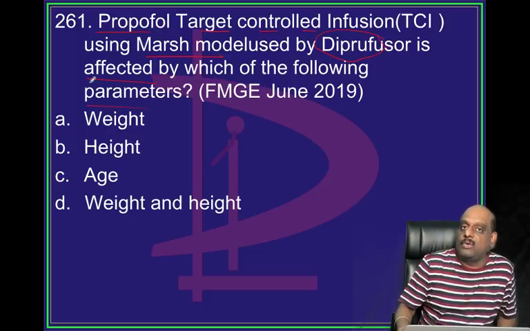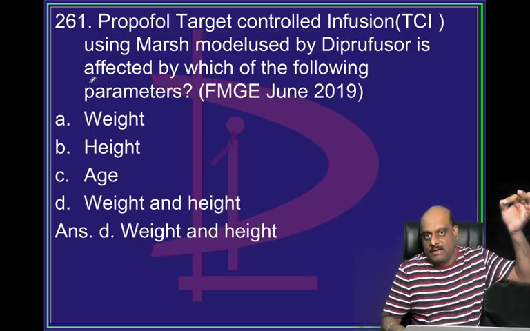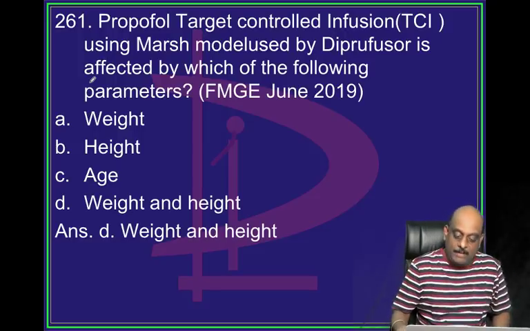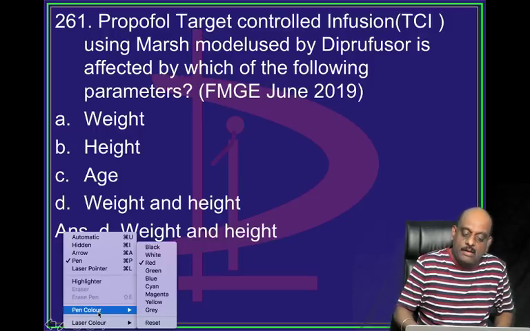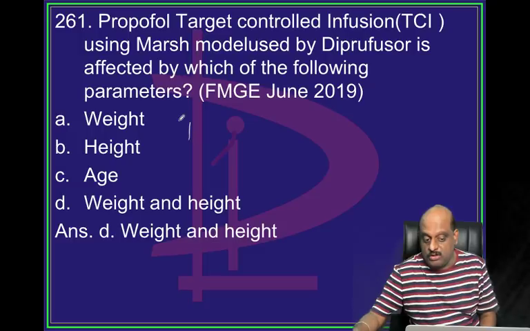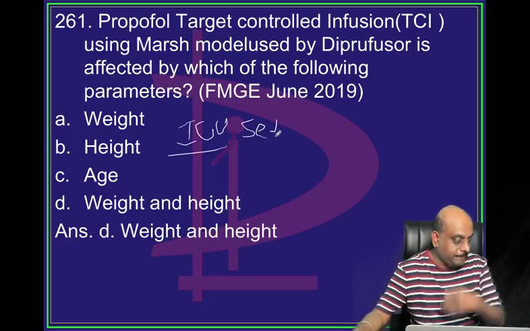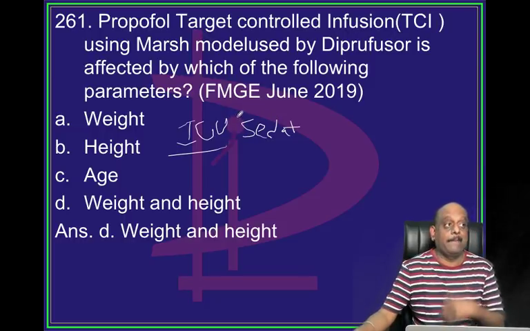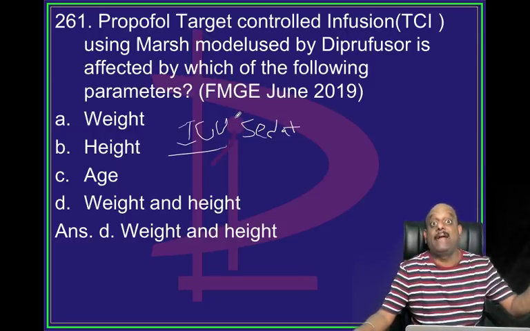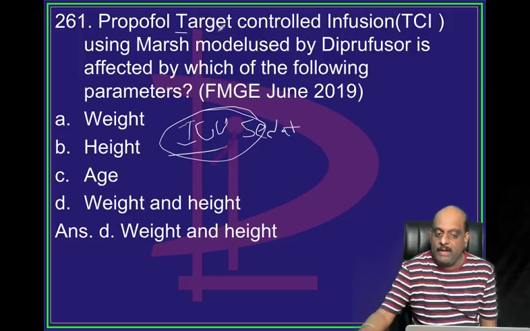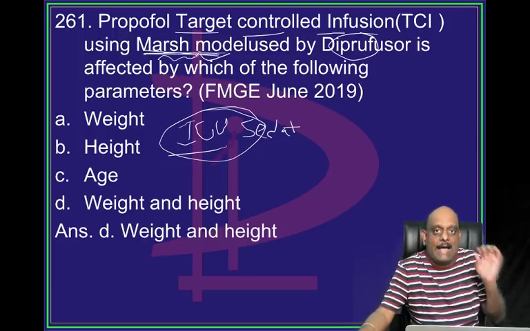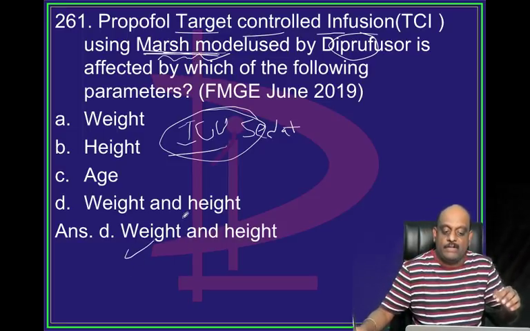Basically, propofol, whenever you give a target controlled infusion, typically where do we use propofol, doctor? Propofol is used in all intensive care unit sedation protocols. Suppose the patient is fighting against the ventilator, to make him not fight against the ventilator and bring down his voluntary ventilation, you use propofol. So you give a target controlled infusion. There is a model in the computer program called Diprifusor, called the Marsh model. Basically, the Marsh model will calculate the infusion rate based on the weight and height of the patient.